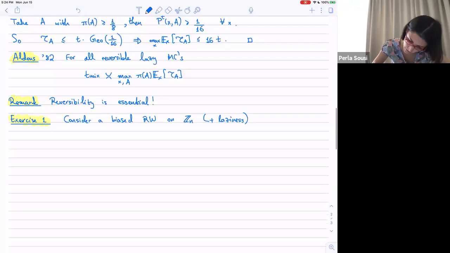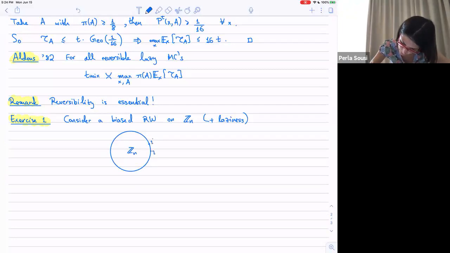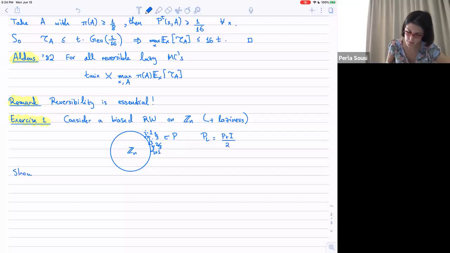So what do I mean? The bias I'm going to take, I'll just write it here. So this is Z_n, and then this is i plus one, and i minus one. So with probability 2/3, we go up, and with probability 1/3, we go down, and then we take the lazy version. So this is P, and then P_L is going to be (P plus I) divided by two. So show for this Markov chain that the mixing time is up to constants n squared.